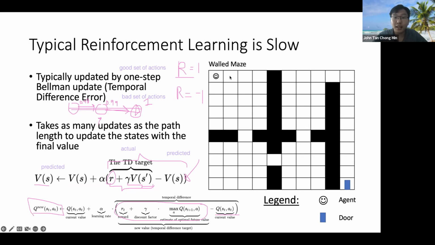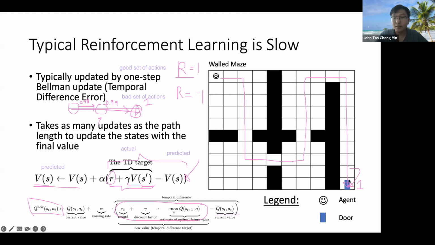But let's look at the maze here. Let's say this is our series of states that we want to do. You start from the agent here and you move to the door. You can see that this is probably the fastest way to reach the door. However, there's a problem if you use value methods. Imagine only the door has a value of 1. In order for this equation to update, you need to transit this path here.